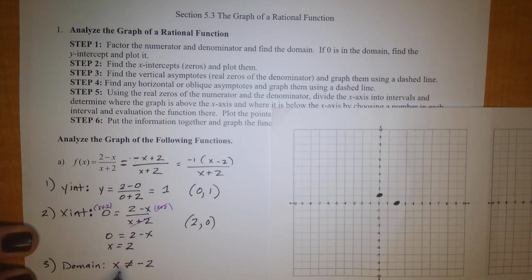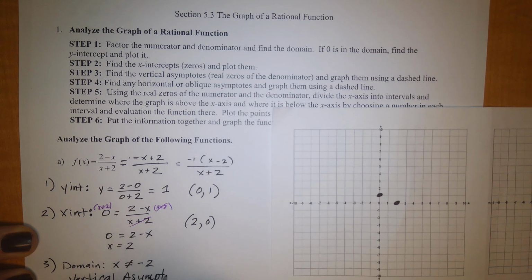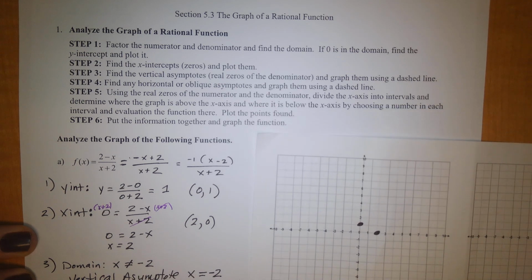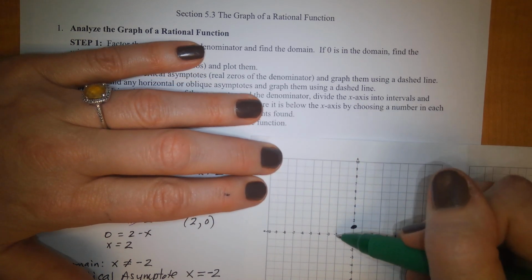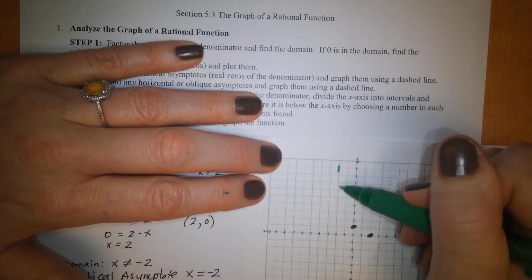Since my domain says x can be any real number except for negative 2, that means I have a vertical asymptote at that place. So I'll have a vertical asymptote at x equals negative 2, which is going to be a dashed line. So on my graph at x equals negative 2, I'm going to have a vertical asymptote.